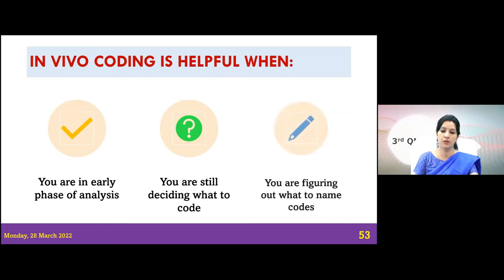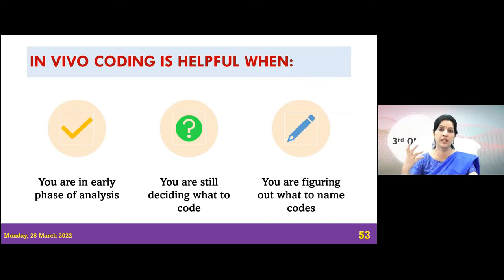So that's why you are coding everything, and we are figuring out what to name the codes. Many a times it is not possible to think of an alternative. So you just take a few words from the participant's verbatim, and make it a code.